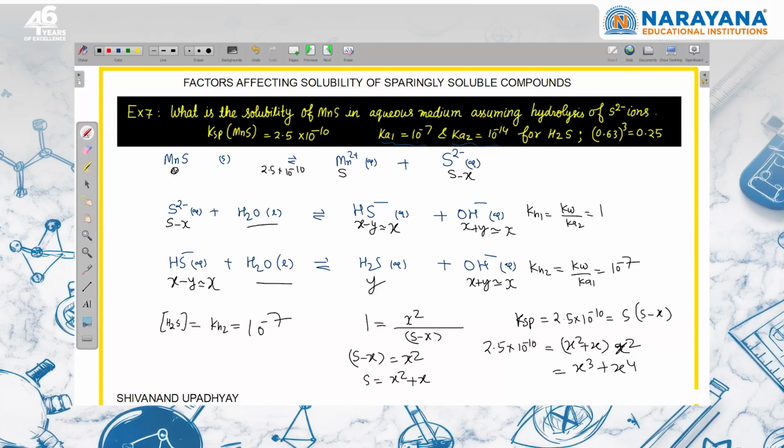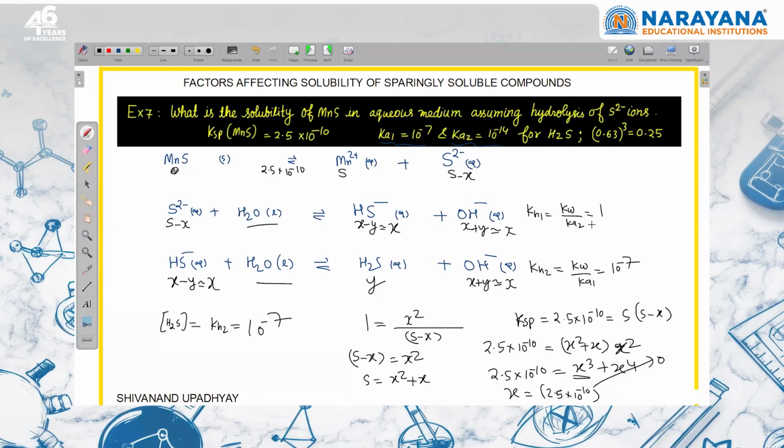And this is a very small value. So we know that x is very small, right? So we can neglect this x to the power 4 with respect to x cube. And from there we'll get the value of x. X value will be 2.5 into 10 to the power minus 10 cube root. Or you can write further, right?